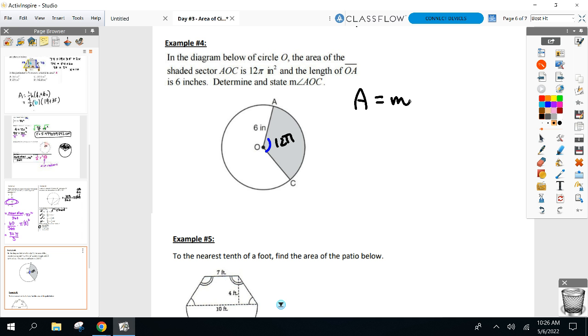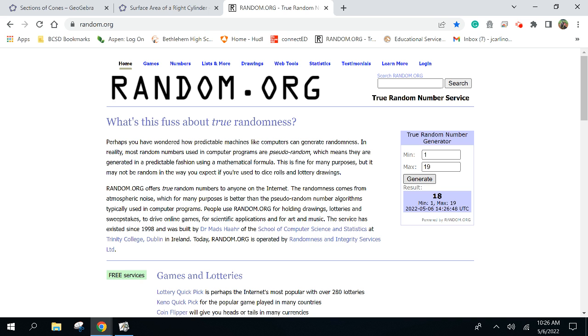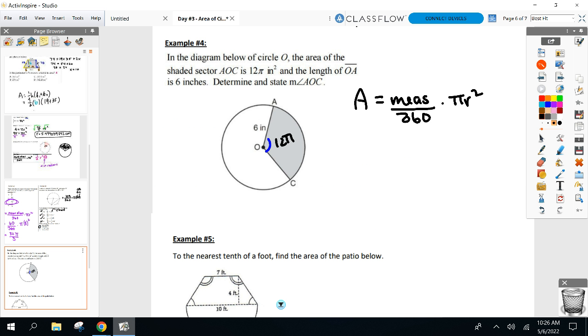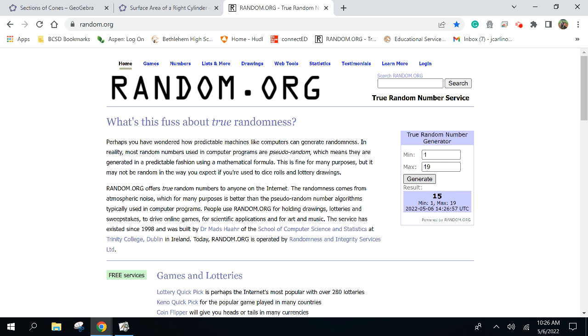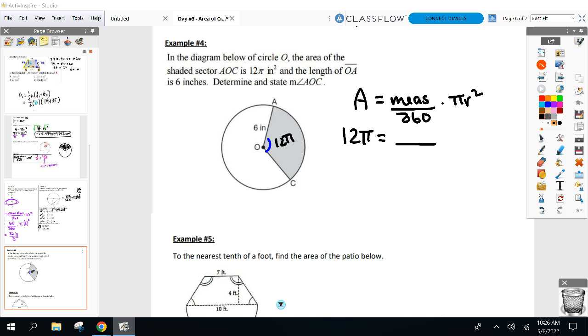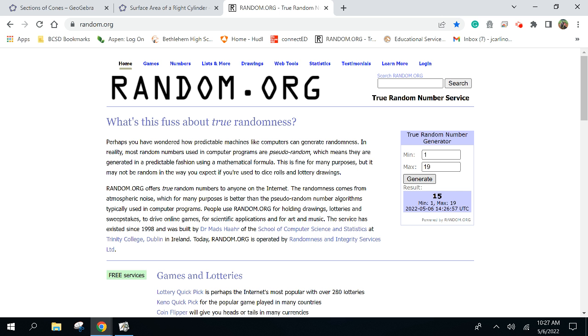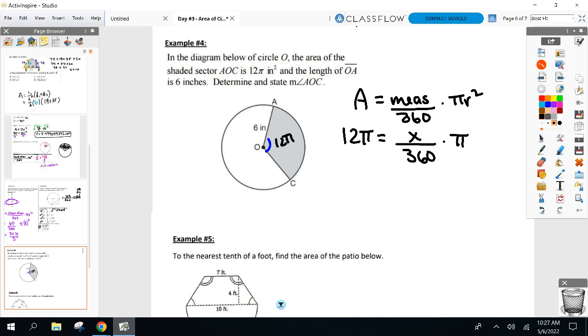I'll start you guys out. Sector formula: measure over 360 times pi r squared. You tell me where everything should go now. There's your sector formula. Let's start. Where's the 12 pi going here? Area, 12 pi equals, what are you plugging in for the measure? X, yep, because we're trying to find the angle. X over 360 times pi. What are you plugging in for your radius? 6.